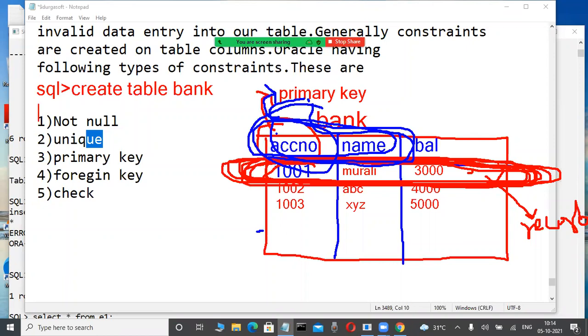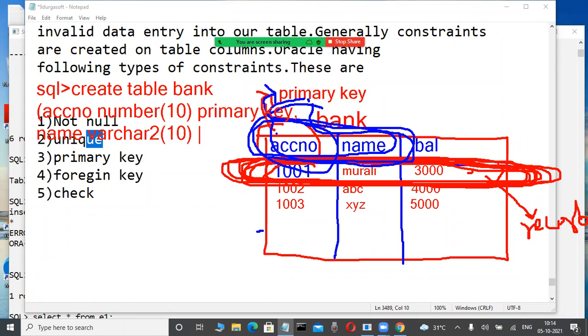Bank is the table. In that bank table, account number is a column, and number is the data type. Here primary key after the data type. Slowly observe here. Name is a column, with varchar2 as the data type. Here also we are using primary key like this. Okay, fine. Primary key. Again, last, what is the column? Balance is a column, number like this.